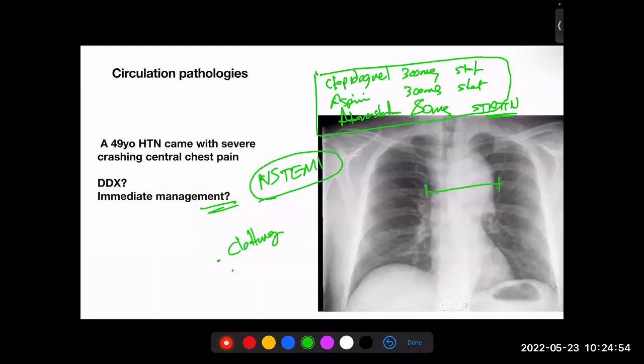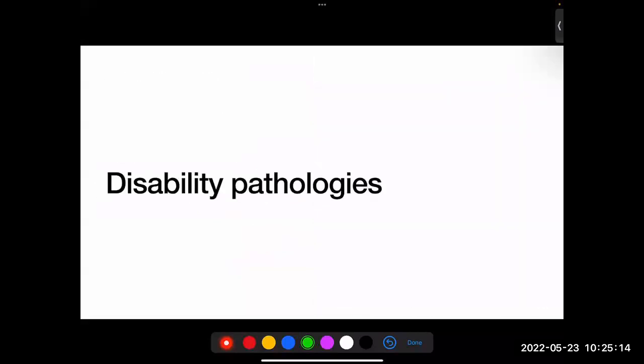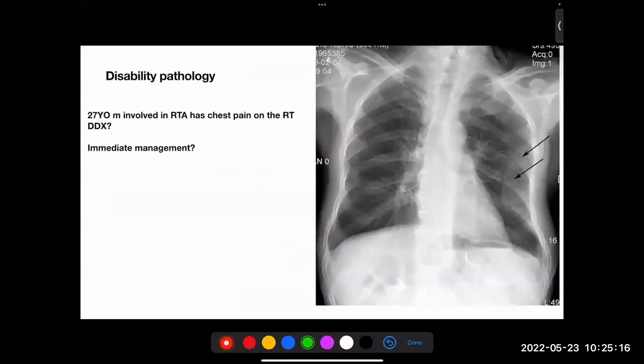So how do you diagnose? You get an X-ray like this. How do you diagnose? You do CT angiography of the aorta. Okay. Moving on. I think we have seen enough of those.